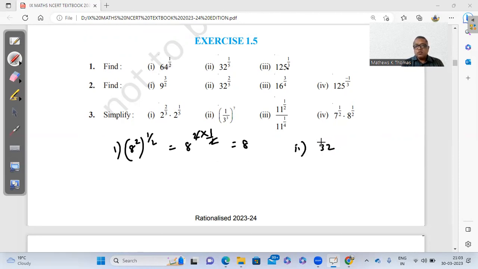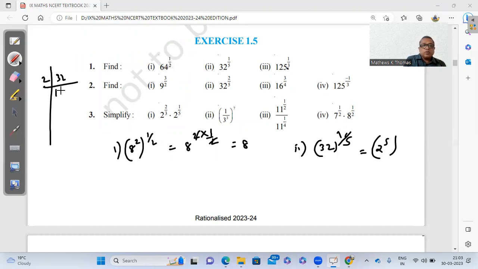Second, we have 32 to the power 1 by 5. Now 32 can be written as 2 to the power 5. How do you know that it is 2 to the power 5? Those who do not know can do the prime factorization like this. And when they do the prime factorization, they realize that 32 is made up of 1, 2, 3, 4, 5 2s. So 32 to the power 1 by 5. So 2 to the power 5 whole to the power 1 by 5. So this is going to be 5 by 5. The powers will get multiplied. So this is going to be 2 to the power 1, that is 2. So answer to this will be 2.